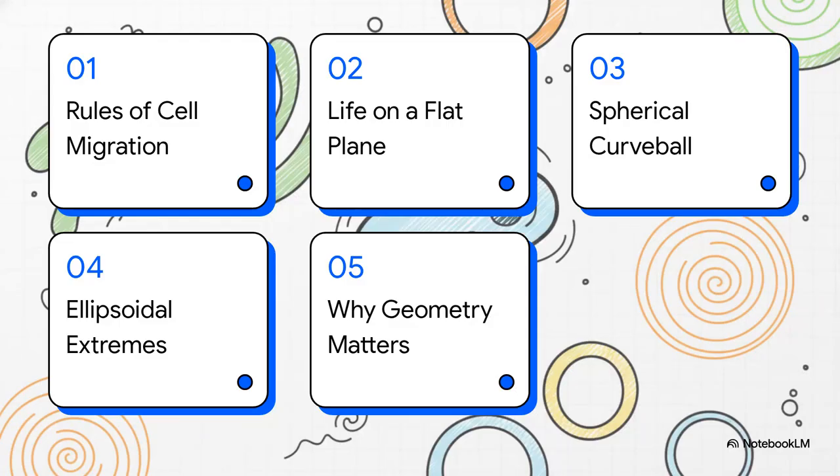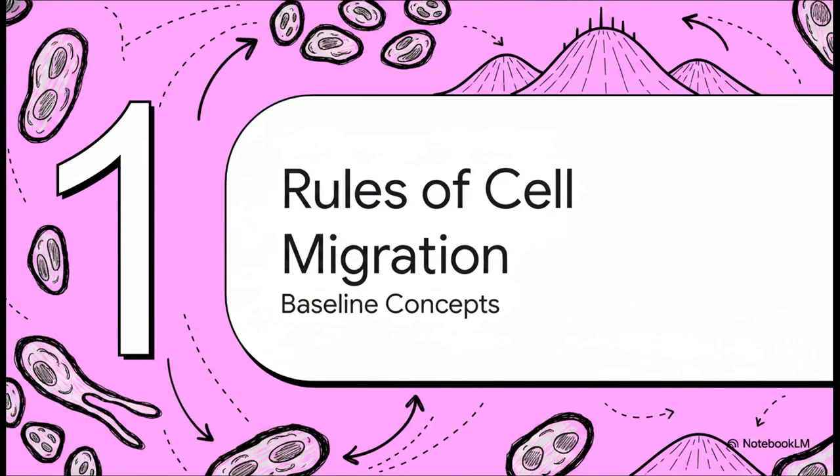Here's a quick look at our roadmap for today. We'll start with the basic rules of cell migration, then move to life on a flat plane. After that, we'll throw a spherical curveball into the mix, explore the ellipsoidal extremes, and finally, wrap up with exactly why tissue geometry matters so much. All right, part one, the rules of cell migration. Let's get our baseline concepts locked in.